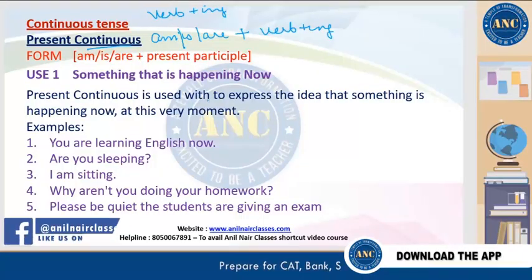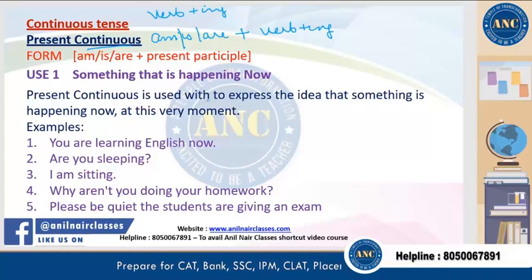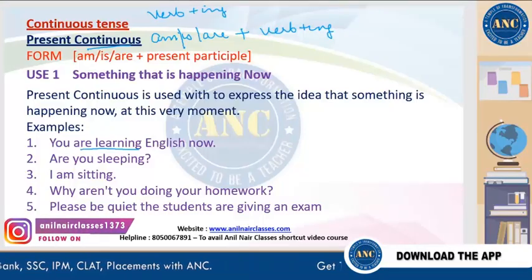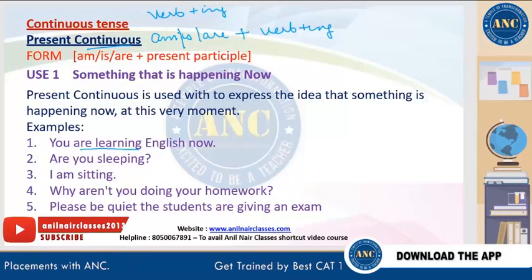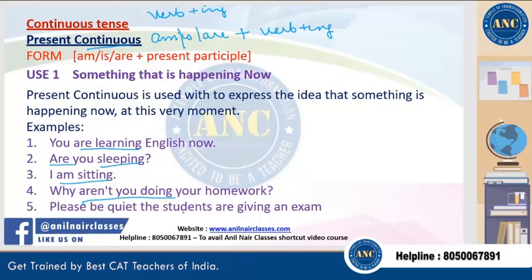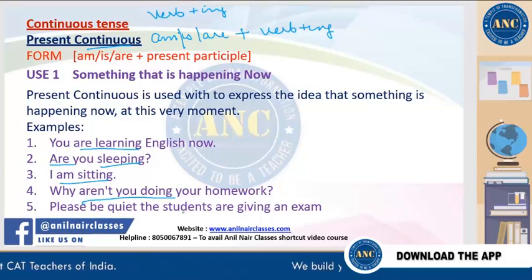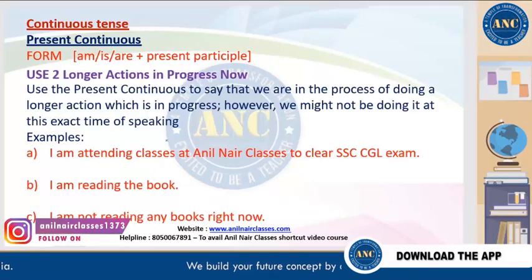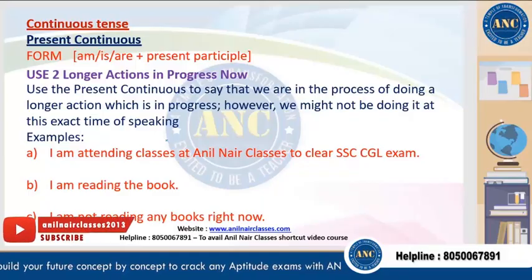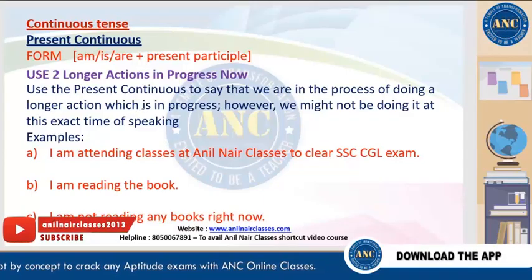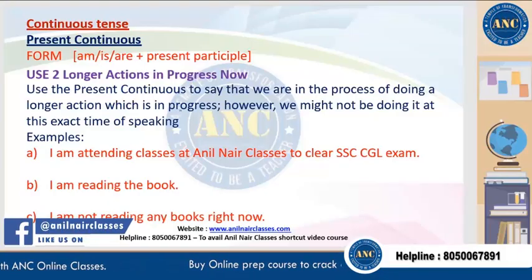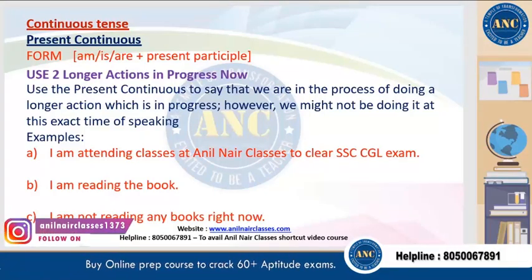Say, like you are learning English now. So are learning is the present continuous. Right now this action is happening. Are you sleeping? So right now are you sleeping? I am sitting. Right now you are sweating. Why aren't you doing your homework? So right now you are not doing your homework. Please be quiet. The students are giving the exam. Are giving, right now the students are giving the exam. Clear? Now present continuous forms, as we have discussed, are am, is, are plus the present participle, which is the verb plus ing form. So the longer action in progress now. So the present continuous describes the process of doing a longer action which is in progress, right?